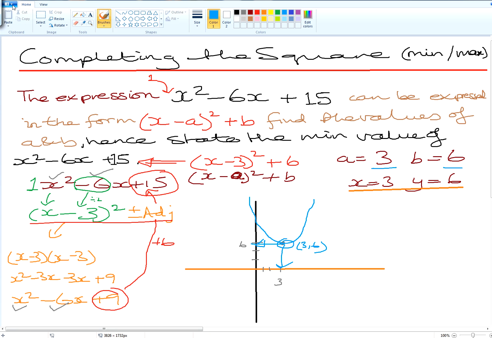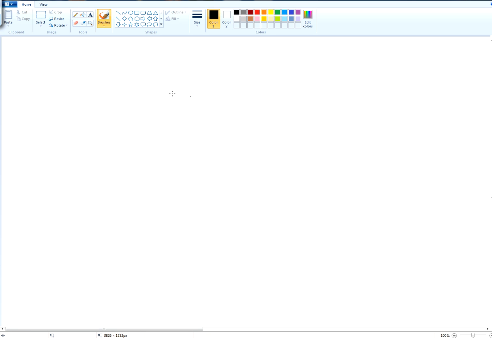Alright, let's have a look. Here comes the next question. Okay, we have x squared add 4x. Are we all paying attention, folks? Right, so we have to express that in the format what? What is the format? It is x minus a whole squared plus the b value. Are you ready for that?